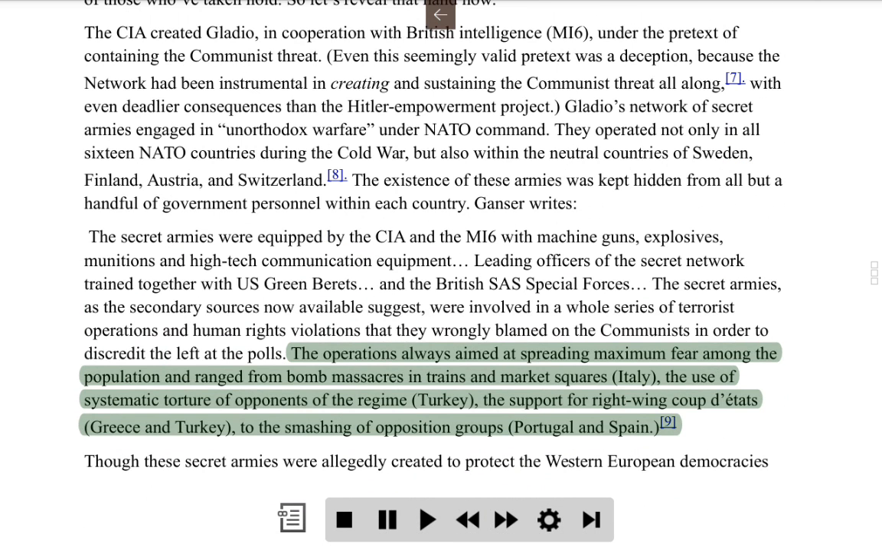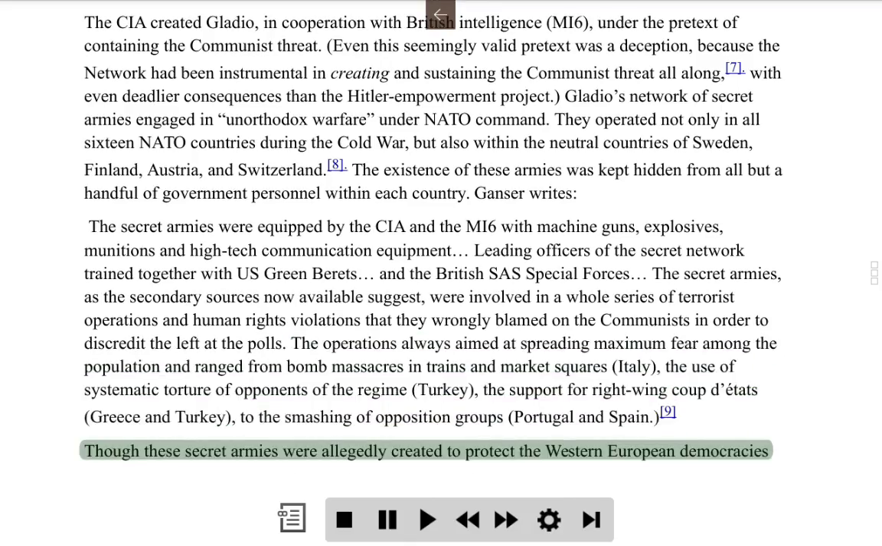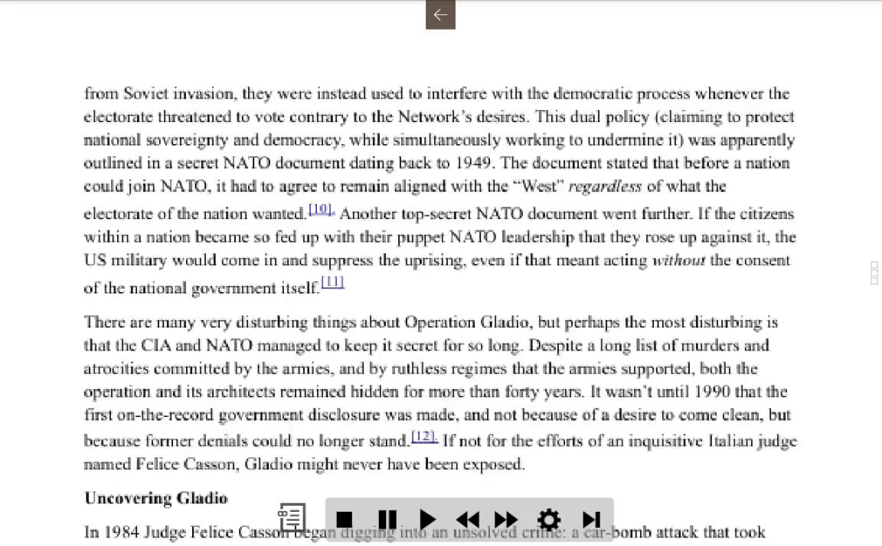The operations always aimed at spreading maximum fear among the population and ranged from bomb massacres in trains and market squares, Italy; the use or systematic torture of opponents of the regime, Turkey; the support for right-wing coup d'états, Greece and Turkey; to the smashing of opposition groups, Portugal and Spain.